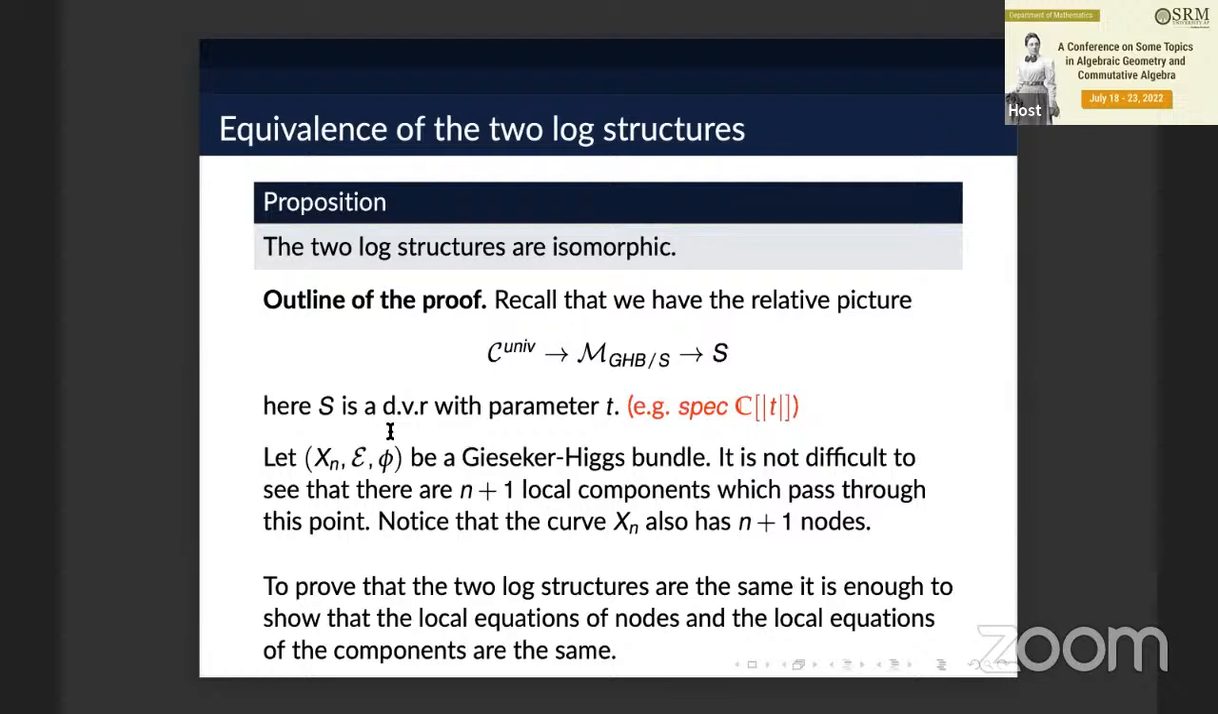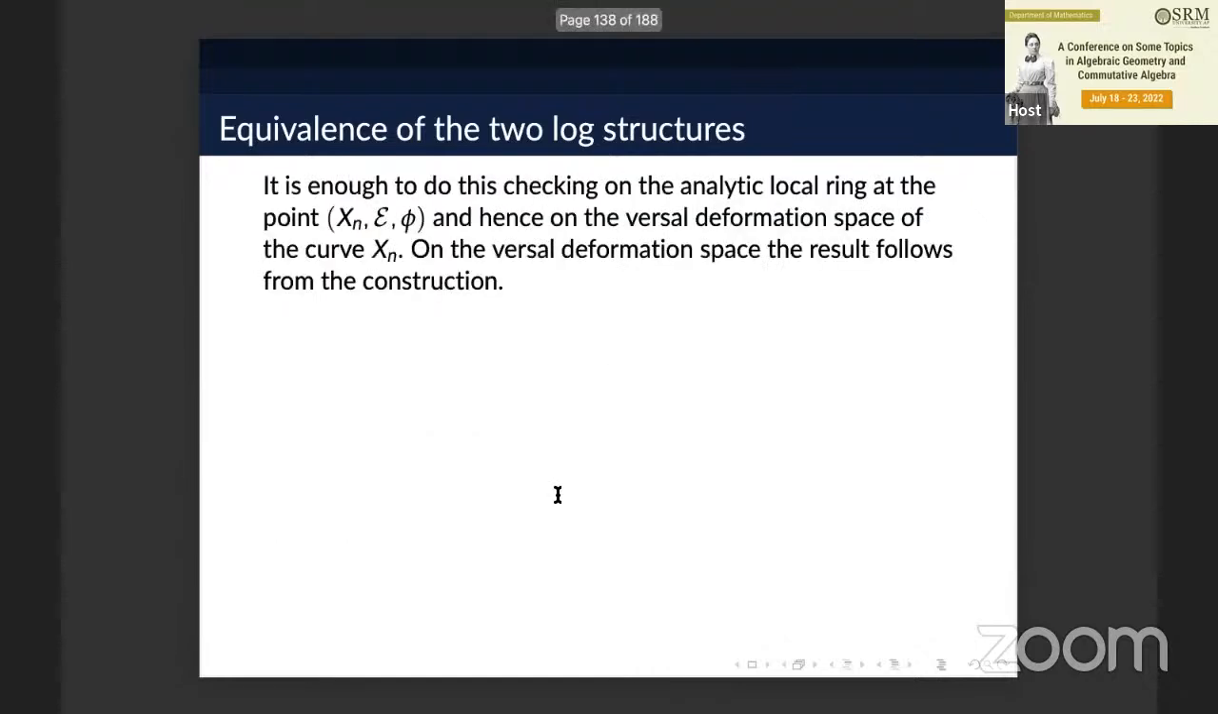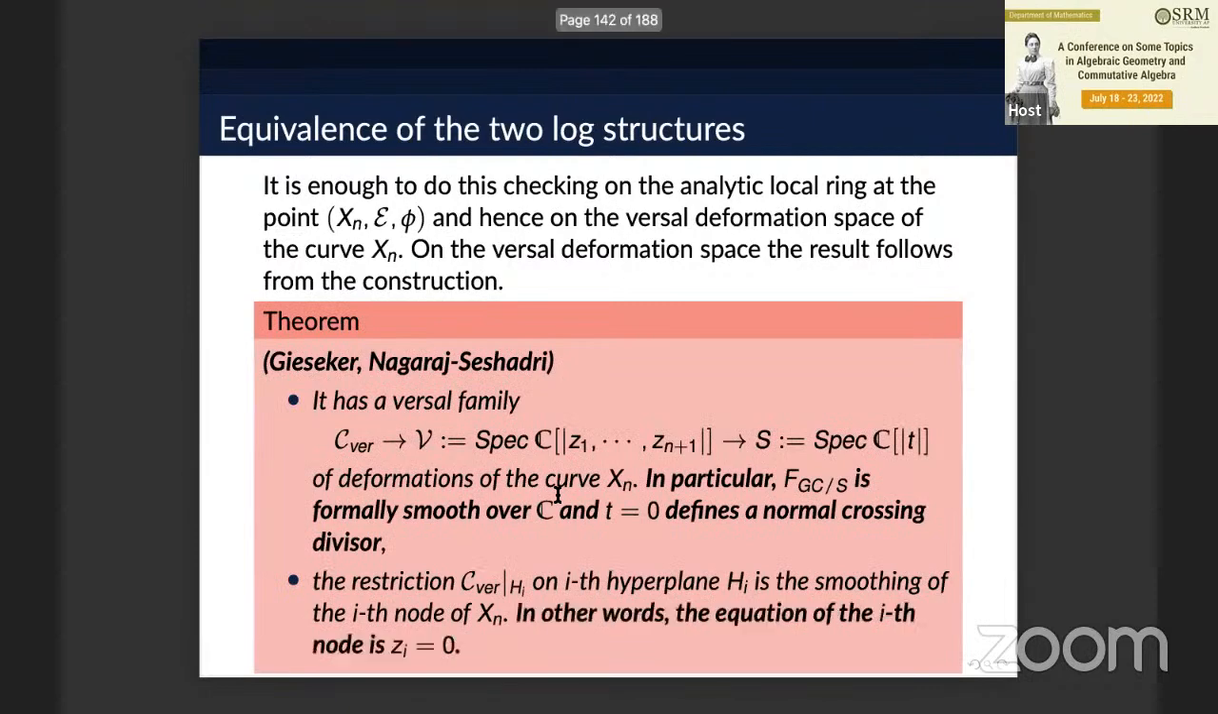We don't need the map because both of these log structures, the sheaves of monoids, are sub sheaves of monoids of O_X. So it is enough to check like two submodules of the same module. They are both sub sheaves of monoids of O_X, the structure sheaf. So therefore locally checking that they are the same is enough. Is it okay? Yeah. Okay.